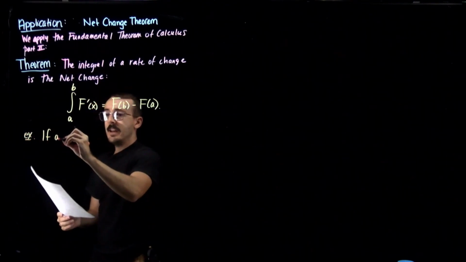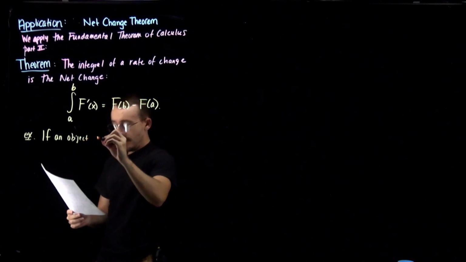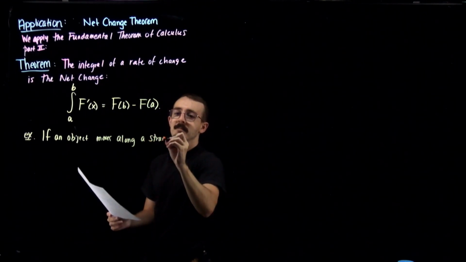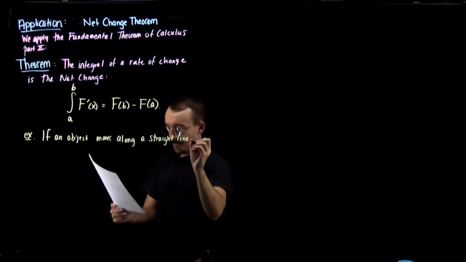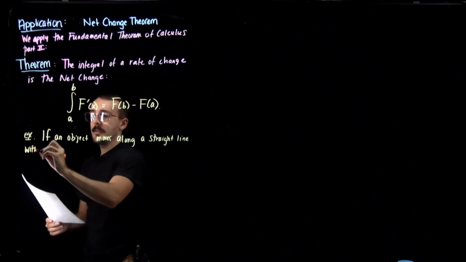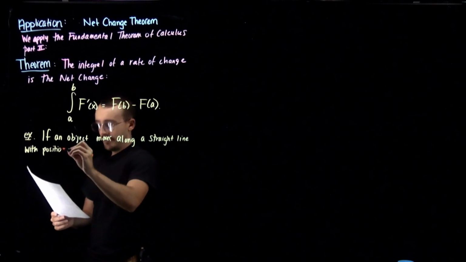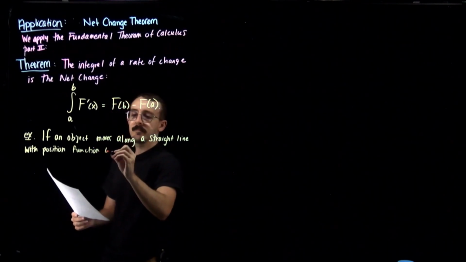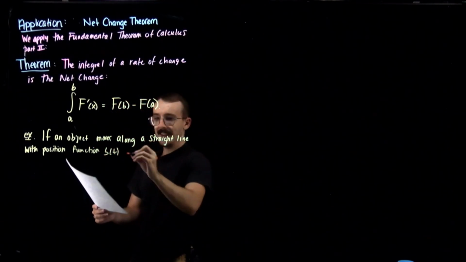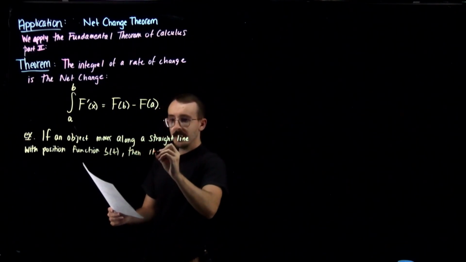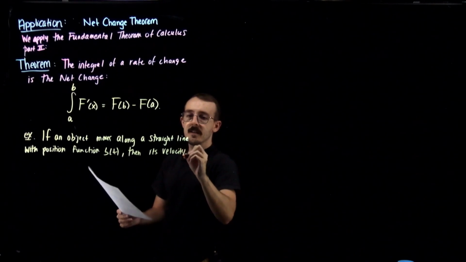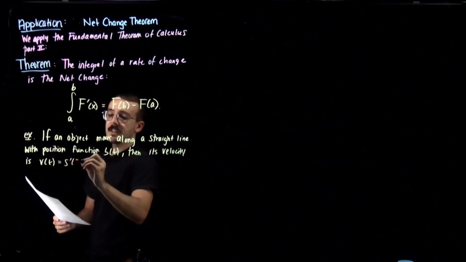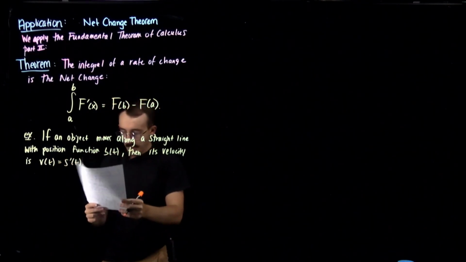So if an object moves along a straight line with position function s of t, so that's s of t, then its velocity is v of t equal to the derivative of s of t. So this is review of our rates of change lecture.